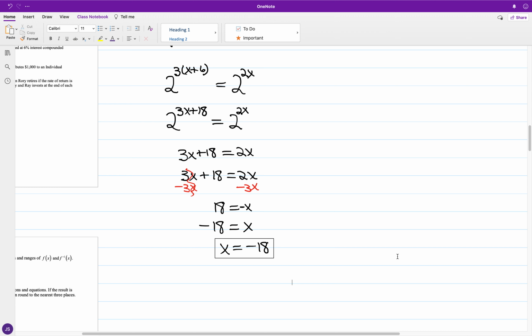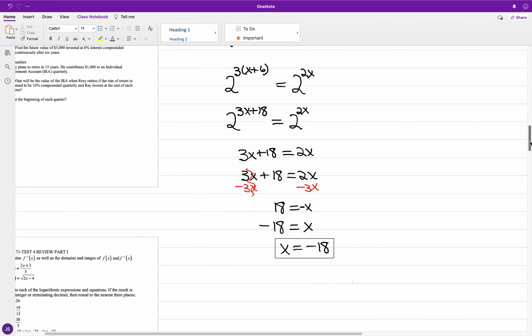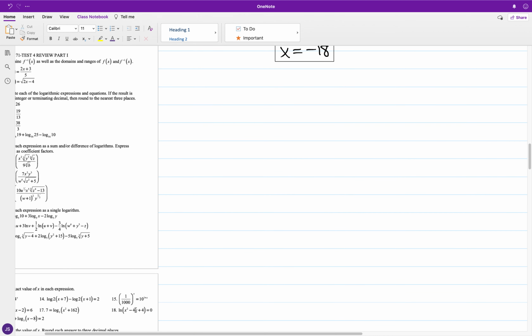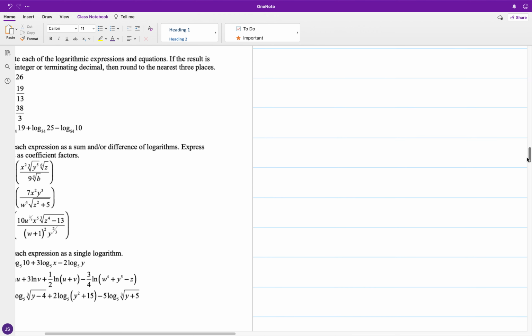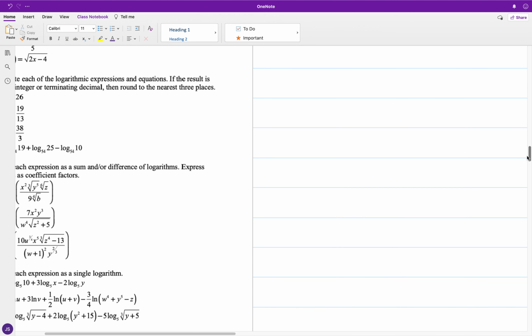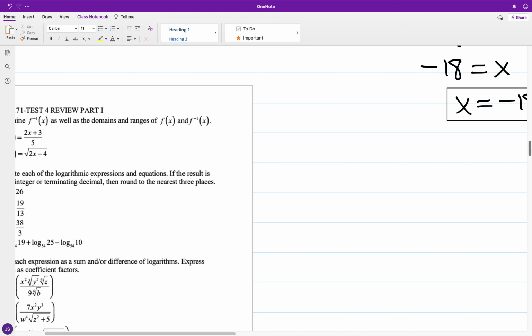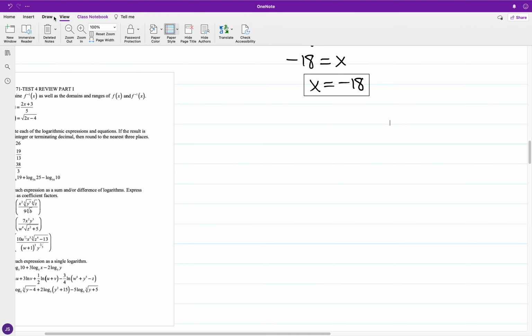And for what we have in the case of number 15, we have an expression here whereupon we have 1 over 1,000 to the x is equal to 10 raised to the 1 plus x. So we have number 15.